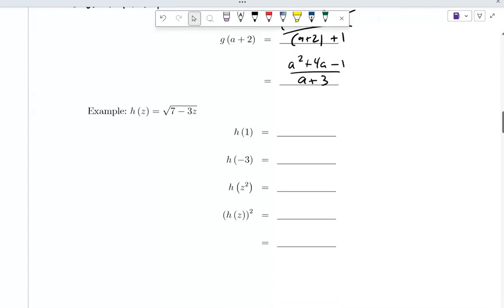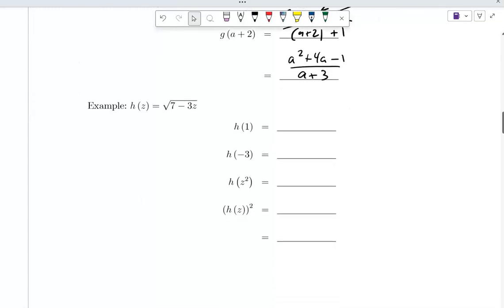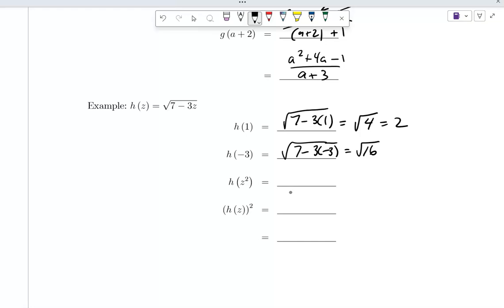All right. The next one, the first two should be pretty straightforward, just plugging in the numbers, right? Just like we did before, you'd have square root of 7 minus 3 times 1. This gives you square root of 4, which is 2, right? And the next one is 7 minus 3 times negative 3. You'll get 7 plus 9, because you got minus a minus 9. So you get square root of 16, which is 4. Those two okay?